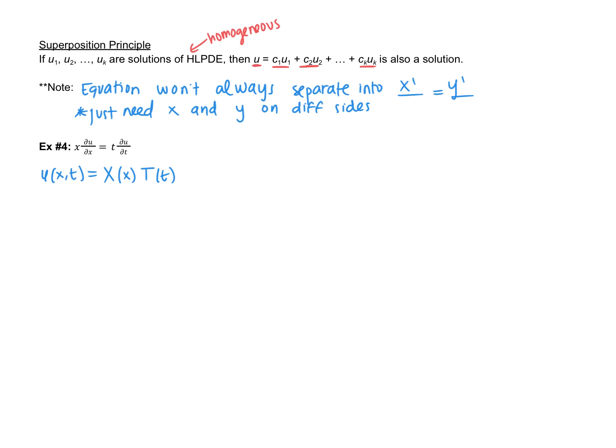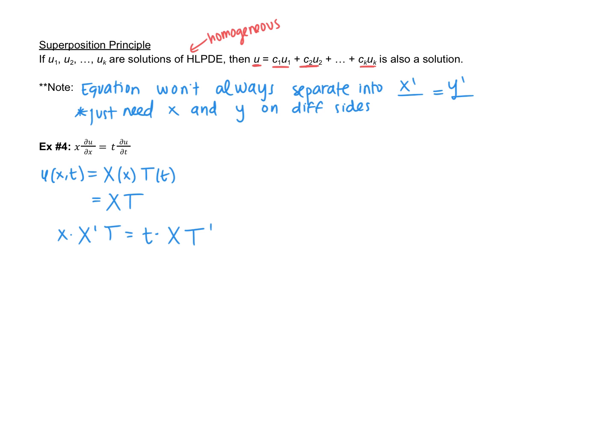So we know from our equation, we're going to need the partial of u with respect to x and the partial of u with respect to t. I'm just going to keep this as big X, big T, just to make things a little bit easier for myself. So on the left side of the equation, I have that X. And when I take the first partial with respect to X, I have X prime and T. And on the right side, when I take the first partial with respect to T, I'm going to have X and big T prime.